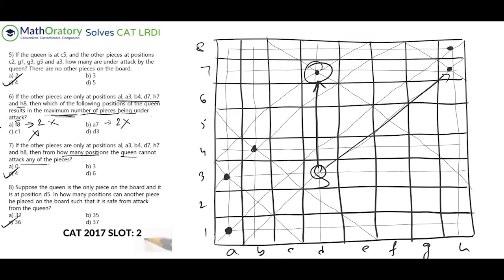So basically the number of lines passing through that square will indicate the answer. So D3 is having the maximum lines passing through it. So the answer for this is option D, D3. So that's it for this set.